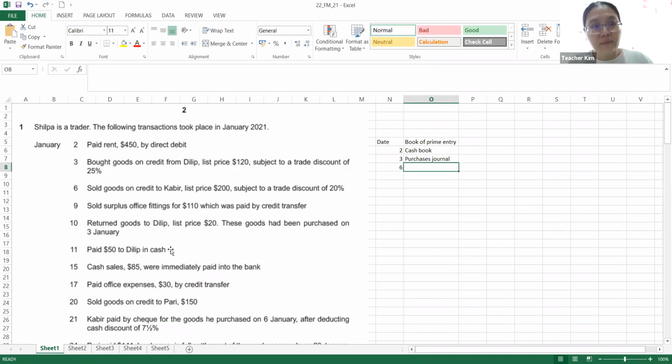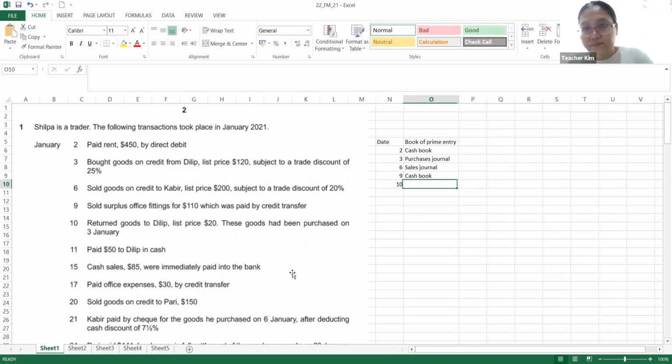On 6, sold goods on credit to Kabi. List price subject to trade discount. So sold goods means sales journal. This is what we need to record later. On 9, sold surplus office fitting for 110, which was paid by credit transfer. Credit transfer means bank account. The moment bank account, cash book.